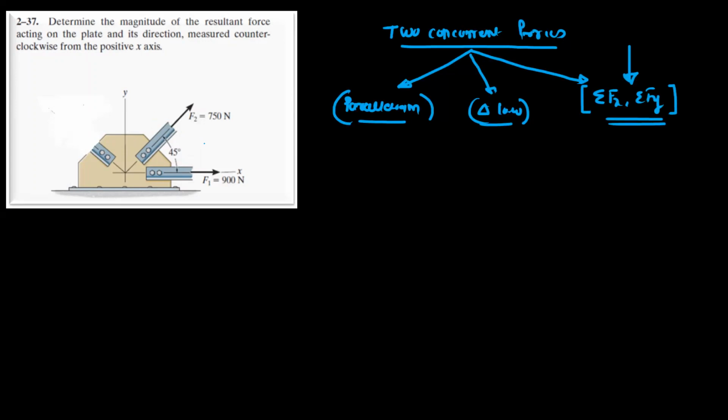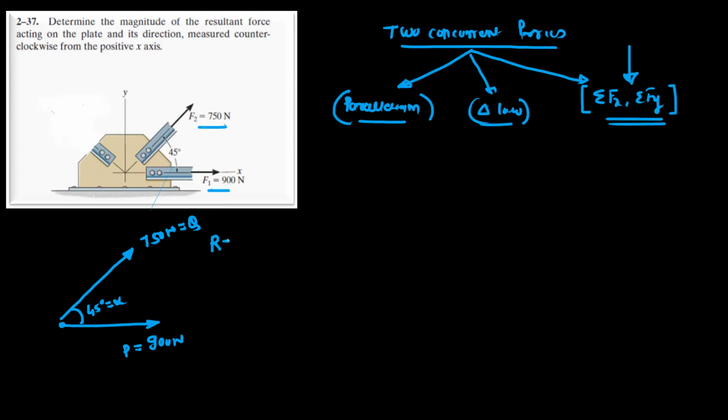So here two forces are given. One is F1, 900 Newton, second is 750 Newton. So first draw the force diagram. So this is the 900 Newton. Take this as P. Second is 750 Newton. Take this as Q. The angle given is 45 degrees. So this is the alpha for the law of parallelogram.